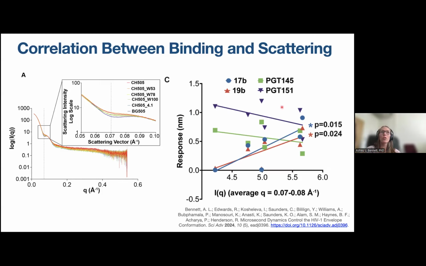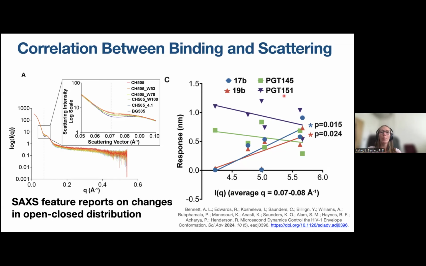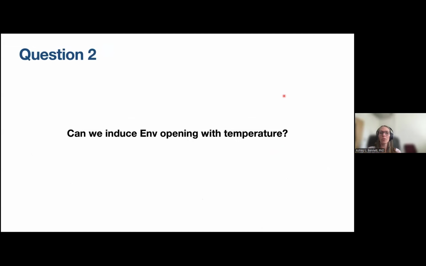We also found that the closed state antibodies PGT145 and 151 did not have a correlation to the average scattering at our feature of interest, Q equals 0.07. And that is actually kind of expected, because both of these antibodies have glycans as part of their binding site. So they're not fully based on protein dynamics as part of their binding. So this to us makes sense. But the main point here is to show that the features we're measuring are not specific to any one variant or construct design of the envelope.